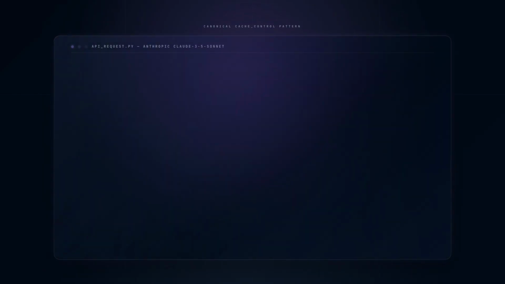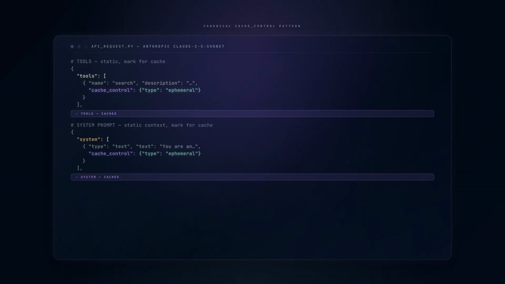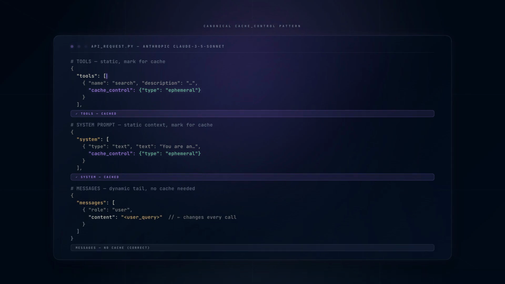The canonical pattern is simple. Tool definitions, static, mark for cache. System prompt, static context, mark for cache. Dynamic user content, at the message tail after the last breakpoint. The dynamic tail does not need to be cached. It changes every call. But the 50,000 tokens of static context before it, cache those, and they cost 2.5 cents per read instead of 25.